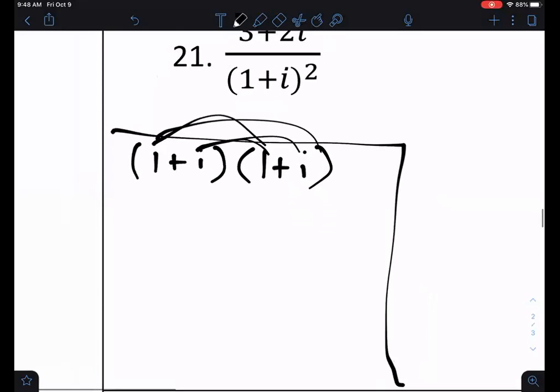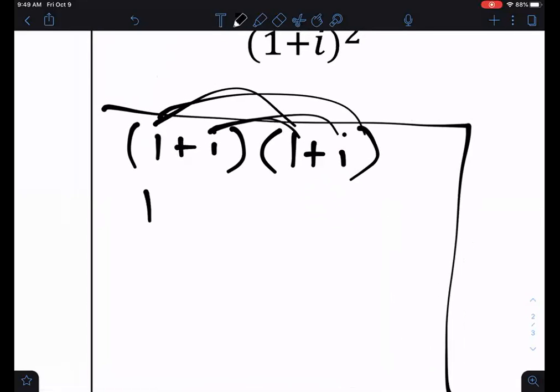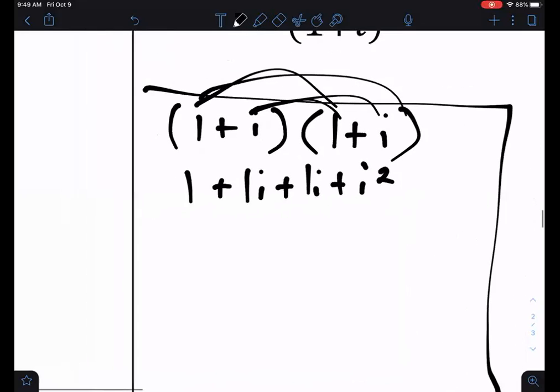Good, good. So 1 times 1 is, 1 times i is, i times 1 is, and i times i is. Good. So we can put your i's together, which makes how many i's? 2i. And you can get rid of plus i squared. What does plus i squared turn into? Good job. And then look at that. Your 1 and your 1 cancel, which is just 2i.